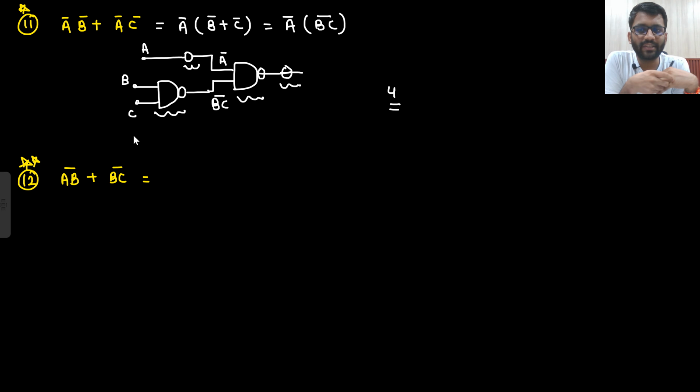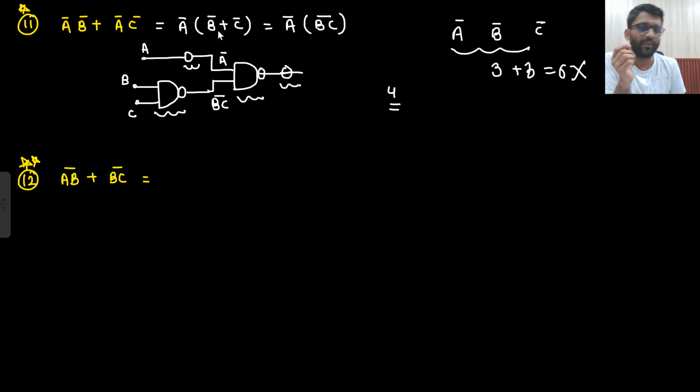A bar B bar plus A bar C bar. So what I would have done? First I would have implemented A bar differently, B bar differently and C bar differently. It would have taken me 3. And then to make this function another 3. So the answer would be 6. That would be wrong. So here intelligently I got to know that something is coming in common and I can reduce my number of gates. So that can happen. Okay.